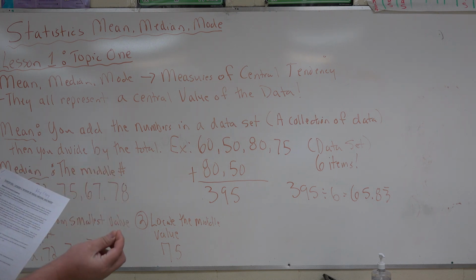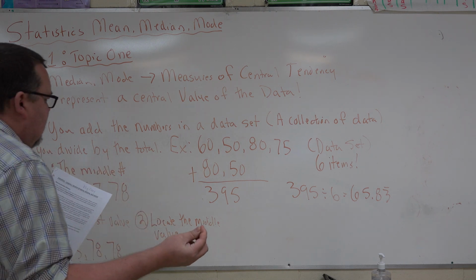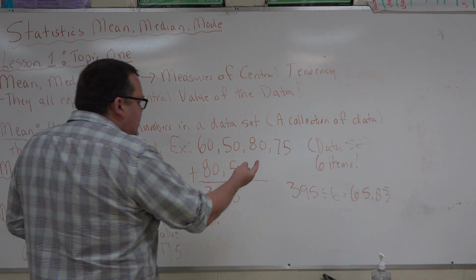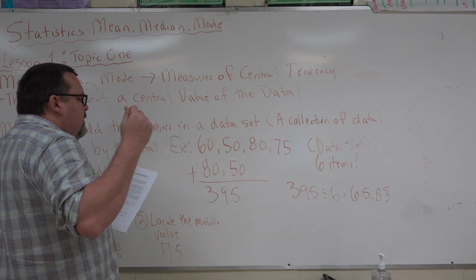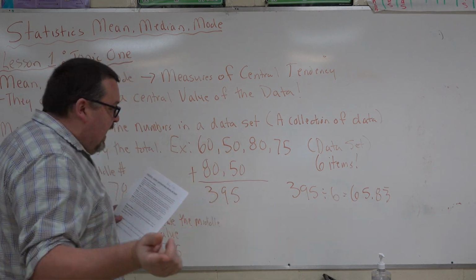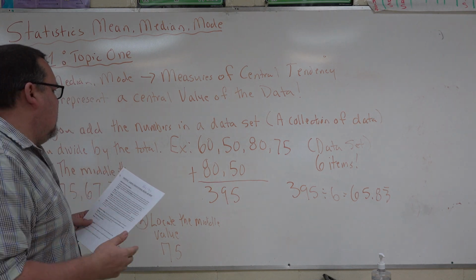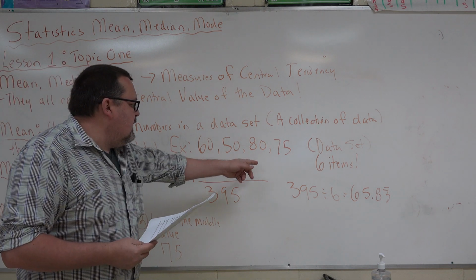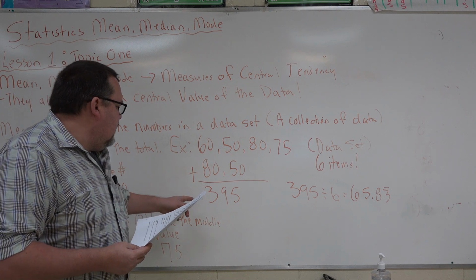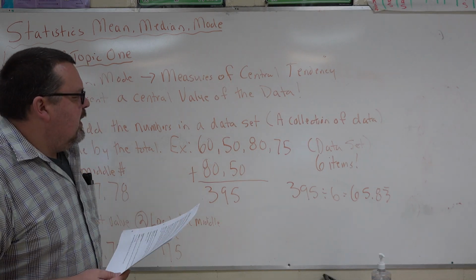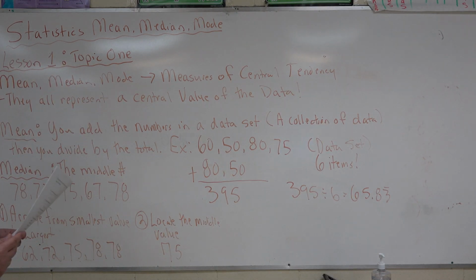Now to do mean, what you need to do is know how many pieces of data you have. We have 6 pieces of data. To figure out the mean, or another way of saying mean is average, you take and add up all your pieces of data. In this case, it came out to be 395. 395 divided by the 6 items there. So the average, or mean, is going to be 65.83.